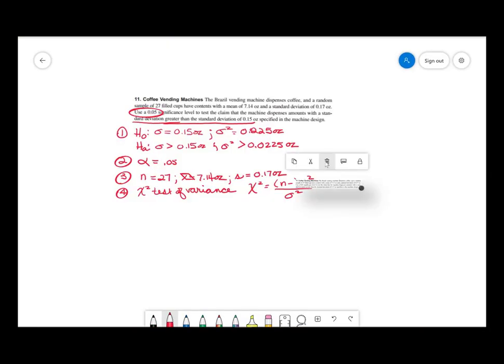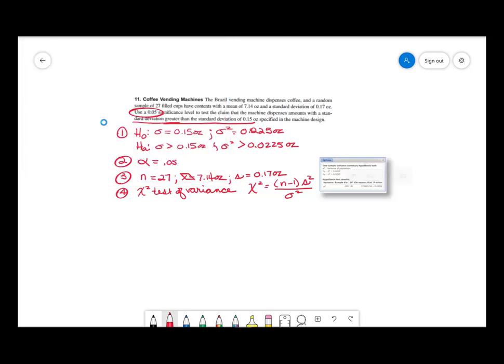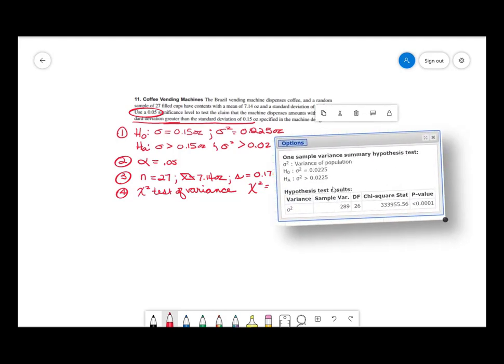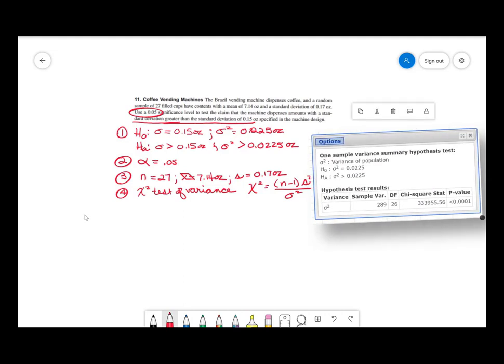Get rid of that again. Let me paste in a picture. I was in my pictures, and there's my chi-squared. So now I have my results there, and I'm going to make that a little bit bigger so that I can actually see it. Okay, so now let's look at what's happening.